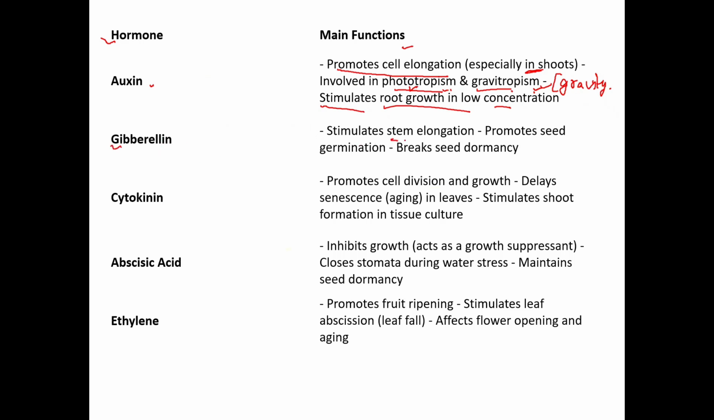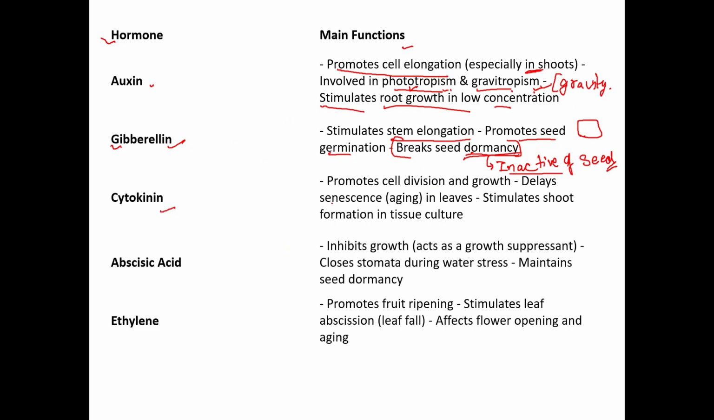Come on, gibberellin. Gibberellin stimulates stem elongation and promotes seed germination. It breaks dormancy. What is dormancy? Dormancy is the inactive stage of a seed, right? We store seed in a packet. So when the seed is in the dormant stage, it means the gibberellin hormone is inactive.